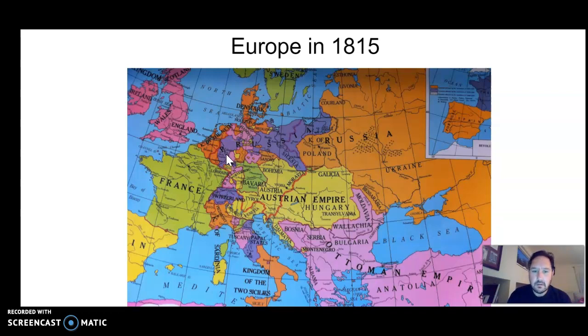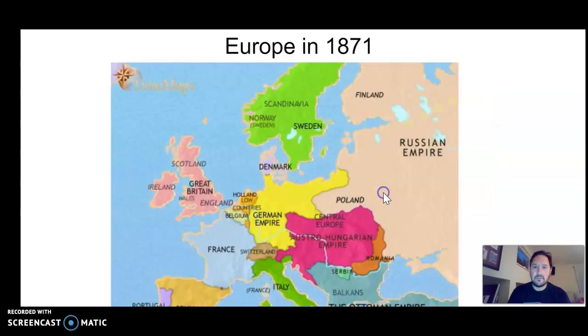So it was a complicated thing, but you can see that the map was dominated by a few places, and also note that the Ottoman Empire still had a strong hold in Europe. As the Ottomans declined, it created a power vacuum in the Balkans. And as the Ottomans declined, the question was, well, what's going to replace it? So that's what the map looked like in 1815.